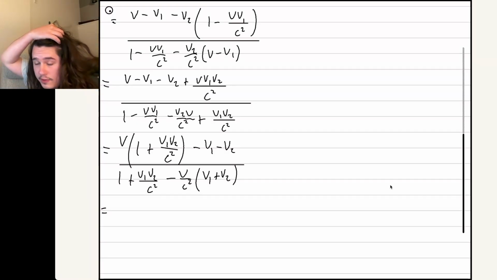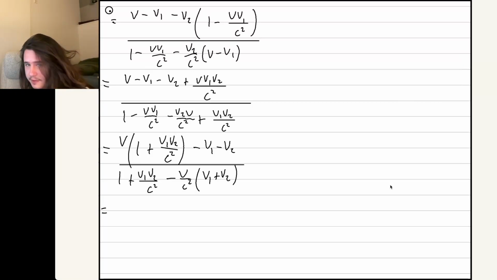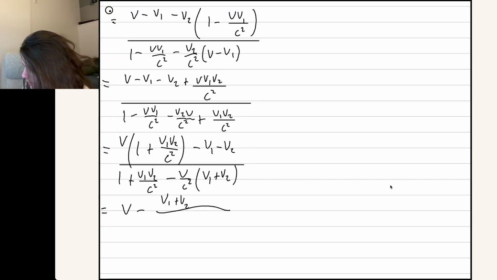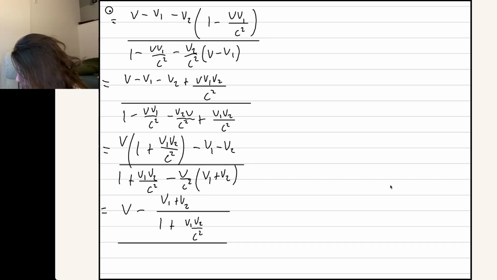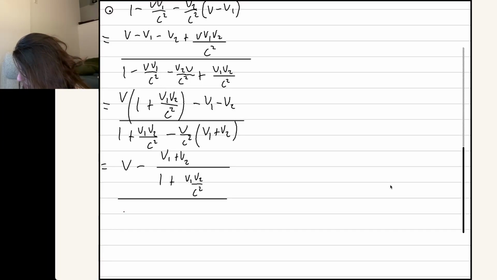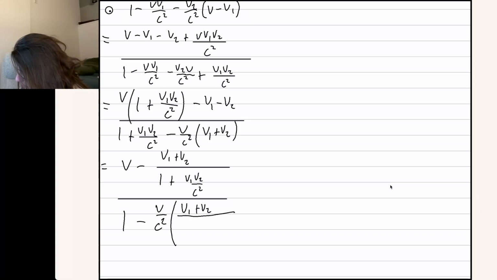And then you divide everything top and bottom now by this thing, the 1 plus v1 v2 over c squared. So on top you'll just have v, and then you'll have a minus sign, and then you'll have a v1 plus v2 up here over 1 plus v1 v2 over c squared there. On the bottom, we'll get a 1 and a minus v over c squared times this thing, which is v1 plus v2 over 1 plus v1 v2 over c squared.